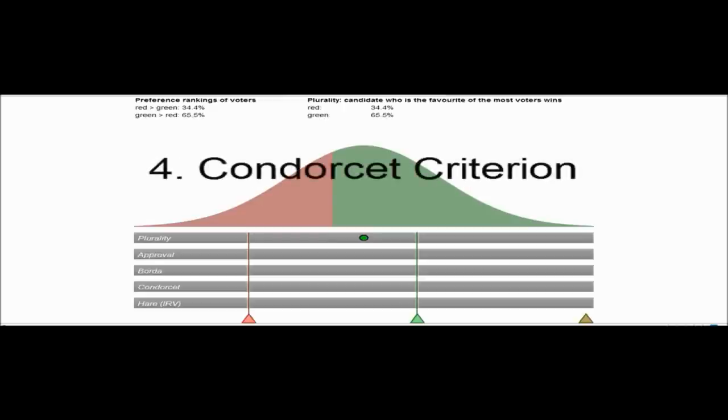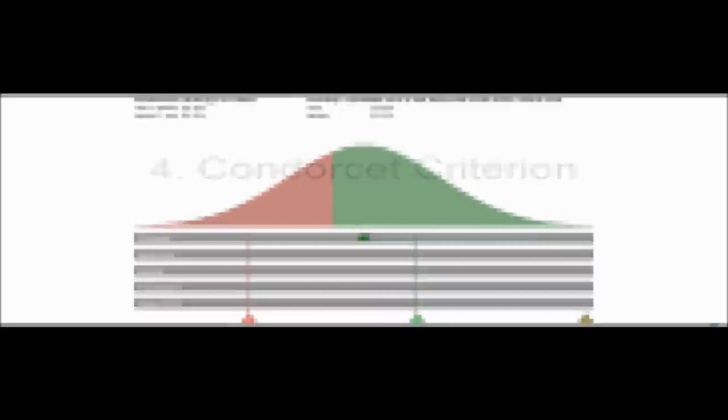4. Condorcet criterion. A Condorcet candidate is a candidate that can beat every other candidate in a head-to-head matchup. You can think of this candidate as an undefeated round-robin winner. When this candidate is selected by the election method, the Condorcet criterion is met.